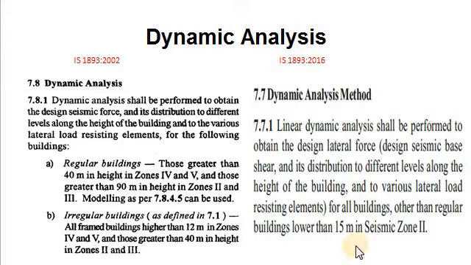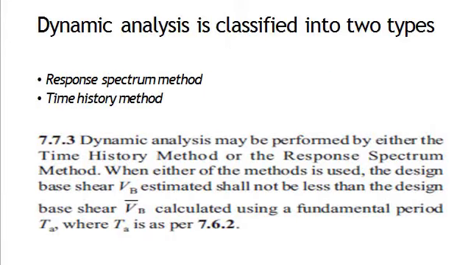The analytical model that we use for the dynamic analysis should represent all the irregularities and unusual configuration of the structure so that the building can be analyzed without any error. Now, dynamic analysis is classified into two types. These are the two following types that we can use for the dynamic analysis. The first one is the response spectrum method, and the second one is the time history method.